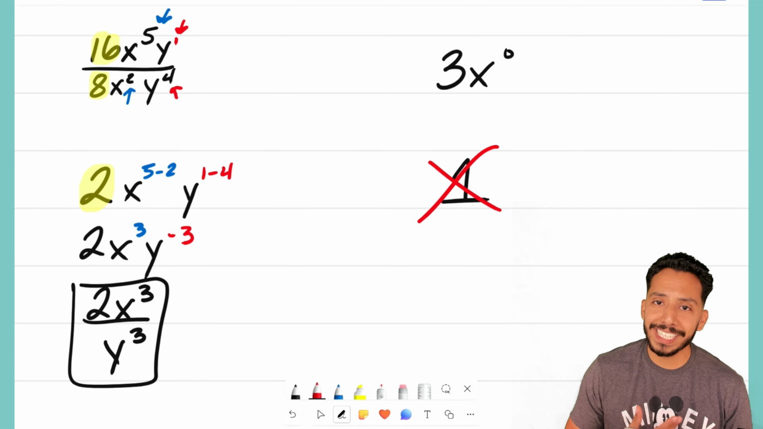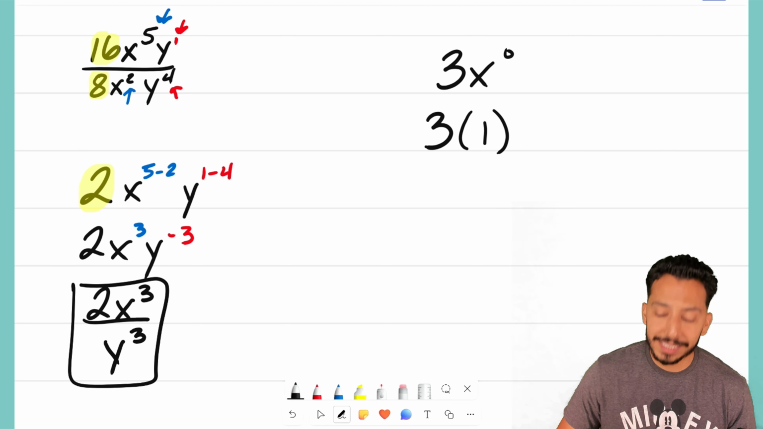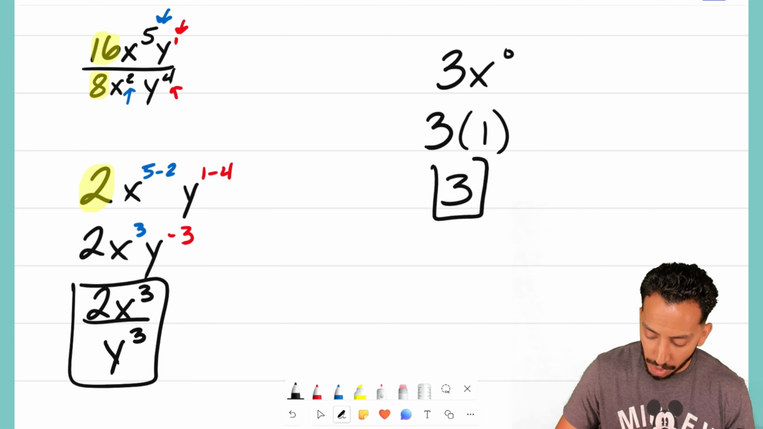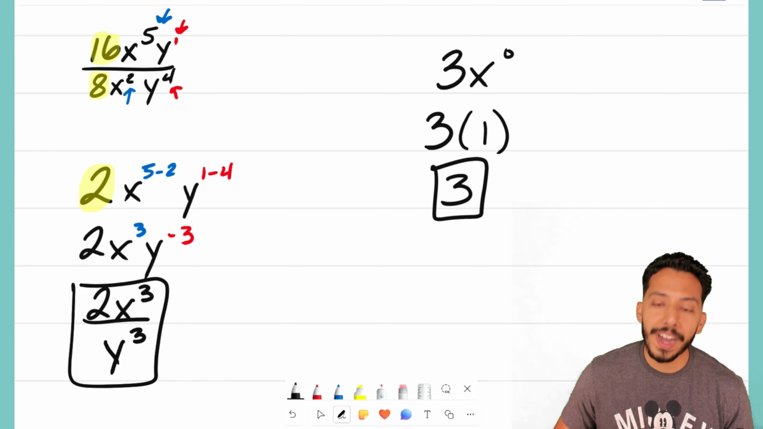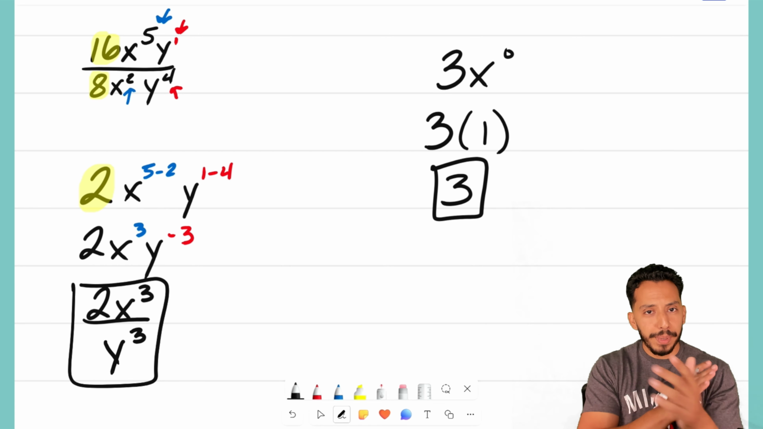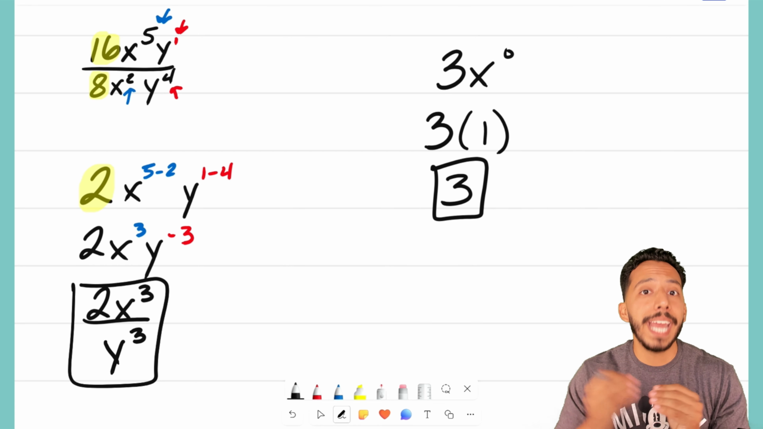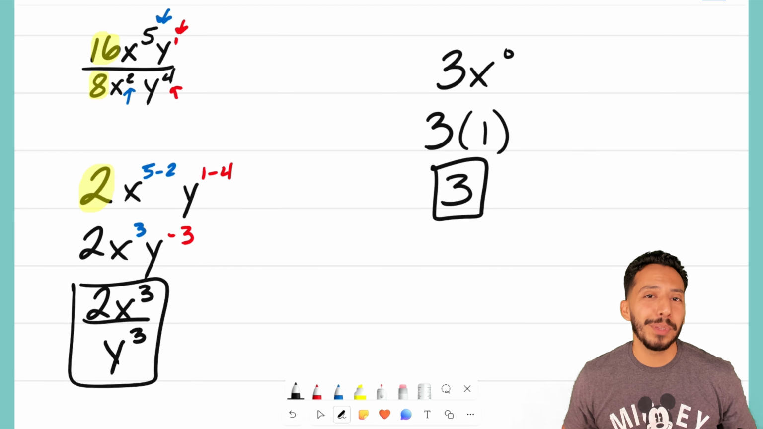But for this, notice that the exponent of 0 is only on the x term. What that means is that we still have that 3 hanging out in front. Now the x to the 0 is going to simplify to a 1, and 3 times 1 gives us our final answer of 3. Be very careful. I know it feels like, oh, a 0 exponent becomes a 1. But take your time. Really understand what has that exponent so you can simplify it correctly.